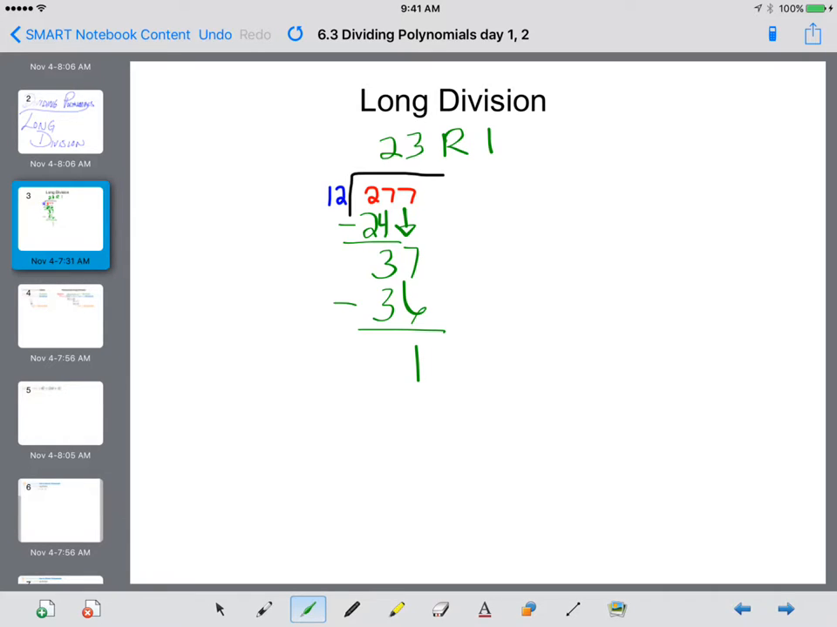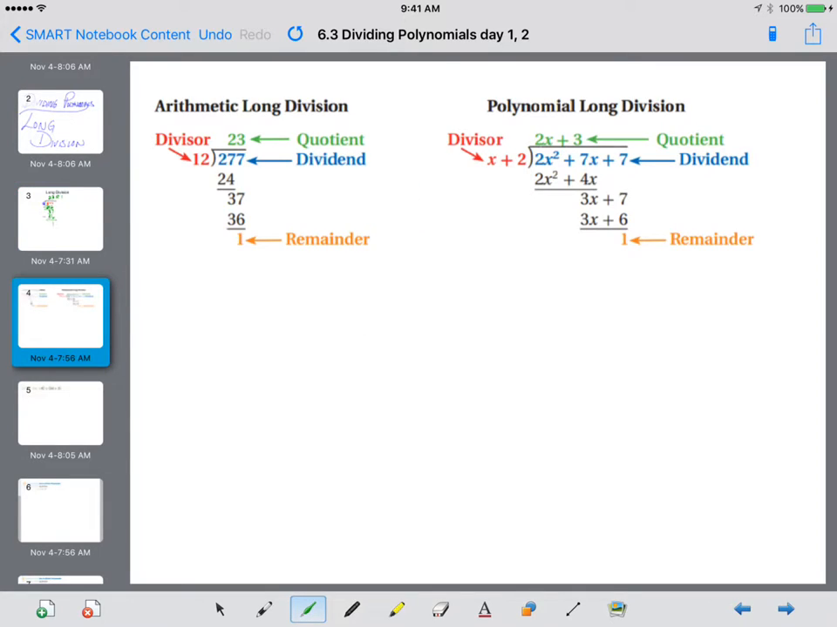Now there's a way to figure out a decimal. Maybe you learned that as well. This long division idea is what we're going to use to divide polynomials. Side by side here, you'll see arithmetic long division on this side and polynomial long division over here. Our divisor, instead of being just a number, is going to be a polynomial, such as x plus 2. Our dividend is going to be a bigger polynomial, usually one that has a higher power.